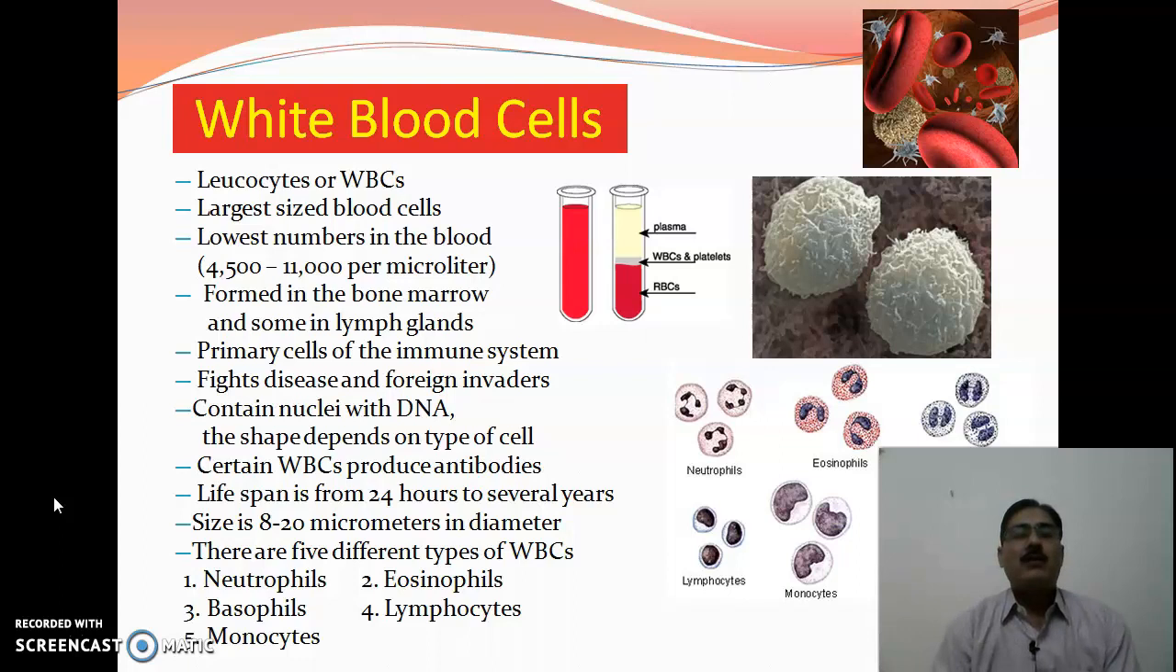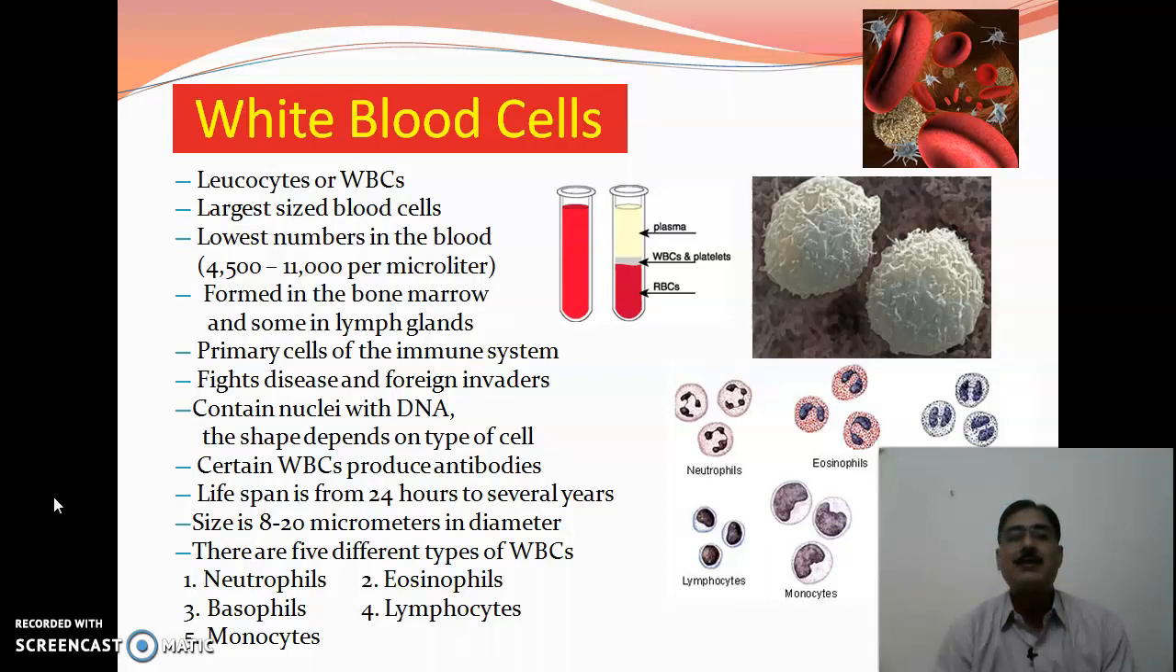The leukocytes or WBCs are the largest blood cells and lowest in number in comparison to the other blood cells. Their number varies from 4,500 to approximately 11,000 per microliter. They are formed in the bone marrow, and some of them are formed in the lymph glands. They are the primary cells of the immune system, and they fight against disease and foreign invaders.